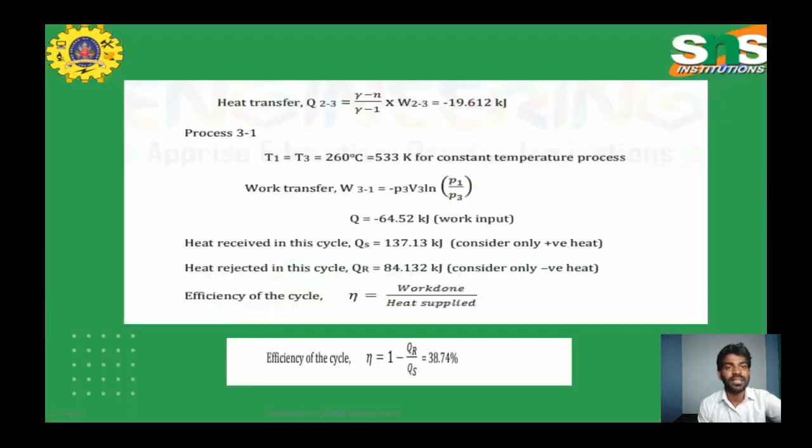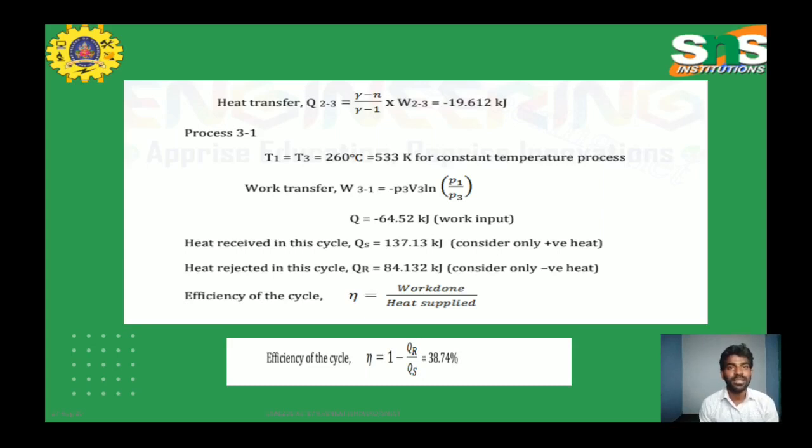So the final heat transfer in section 2 to 3 is given by the formula (gamma minus n) by (gamma minus 1) times the work done of section 2 to 3. Here gamma is the adiabatic index, and n is the polytropic index. We can substitute the polytropic value. So we get the heat transfer in section 2 to 3 as minus 19.612 kilojoule.